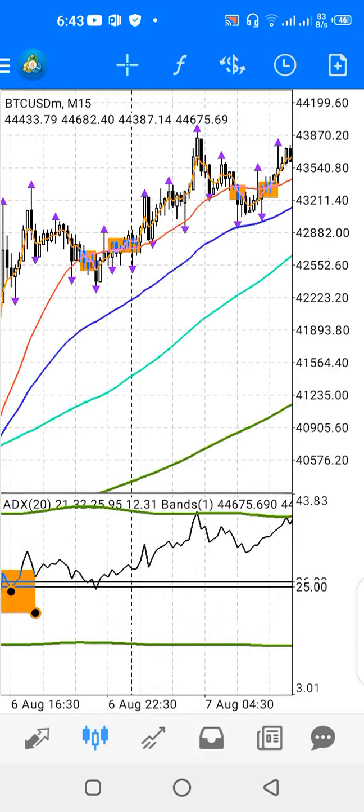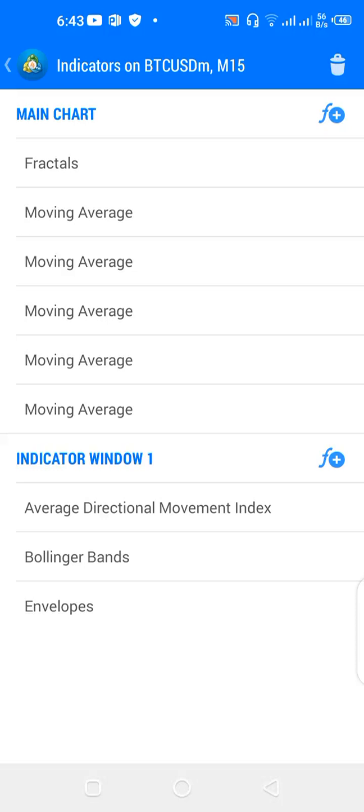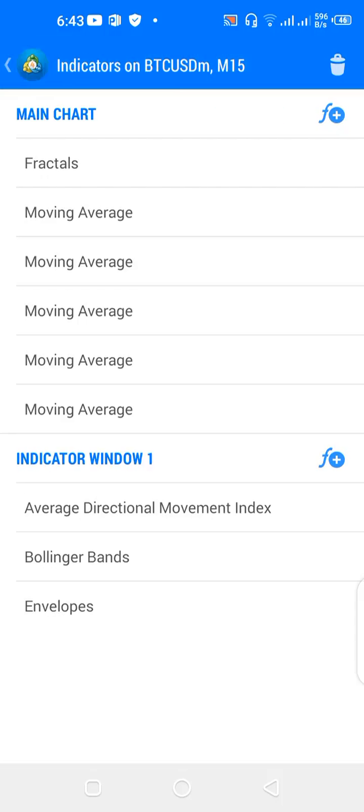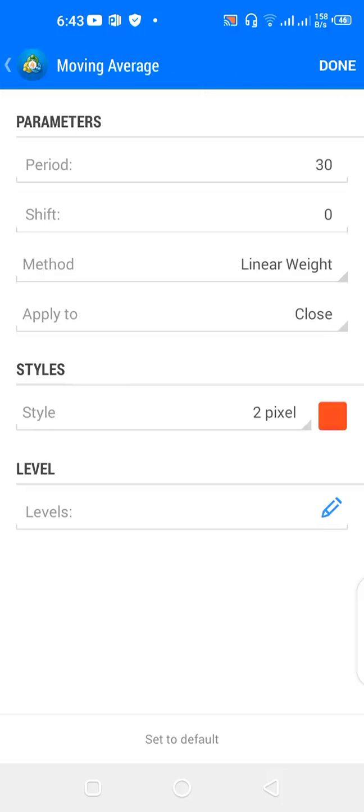Now let's look at the parameters for the indicators. Not much. We have fractals. We have moving averages on the main chart. The first one is a 30 period moving average. Shift is 0. The method is linear weighted. Apply to close. Color is red.